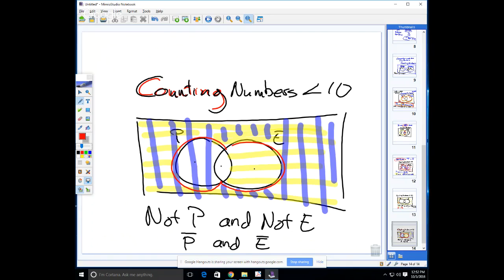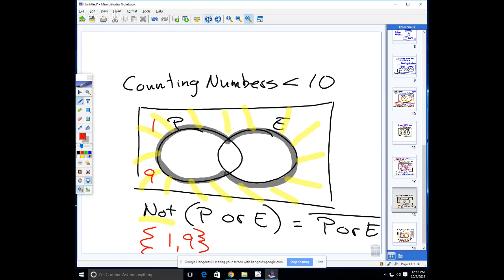It's kind of messier here, but aren't we? I need to look at all the places that I see yellow and blue shading in the same spot. Where's the vertical and the horizontal shading live? Well, it doesn't live in this circle. It doesn't live in the middle. It doesn't live in that circle. It only lives outside both circles. So it looks like not P and not E is the same set as not P or E.